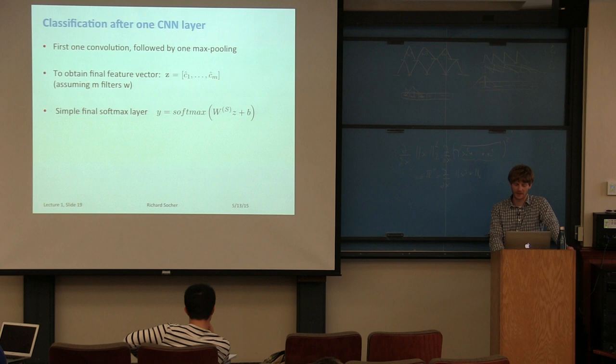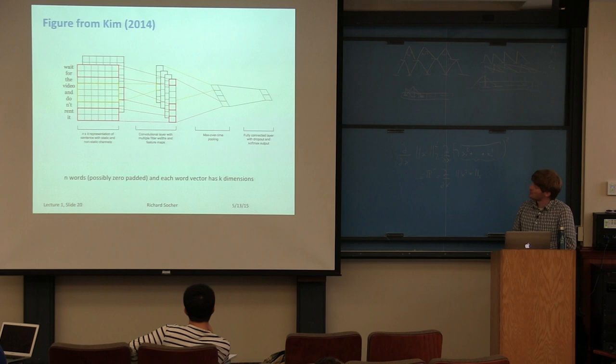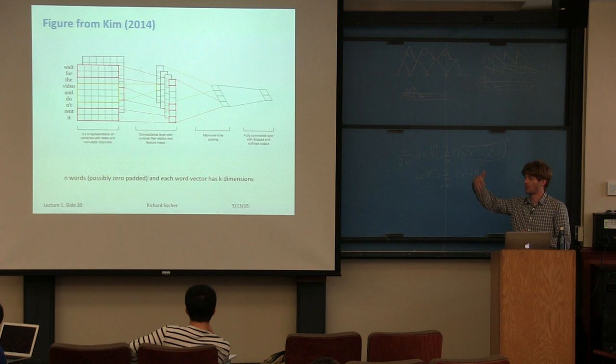So to help you be able to read the literature, here's the original picture from Yoon Kim's paper from last year, where we basically have a sentence here, "wait for the video and don't rent it." And here we have our n by k representation of the sentence, where we assume we have one non-static channel. He calls the static channel the word vectors that stay where they are from the initialization, and the non-static one is where you actually backpropagate into the word vectors.